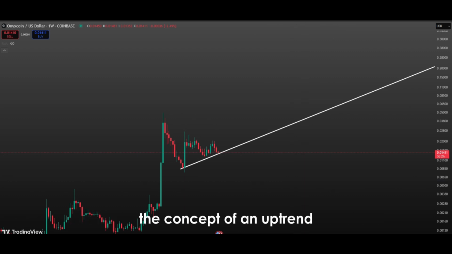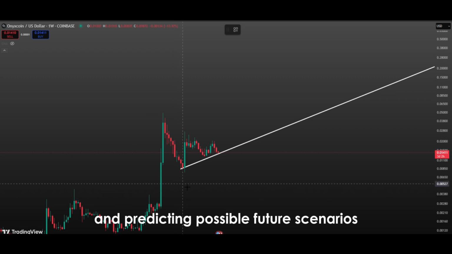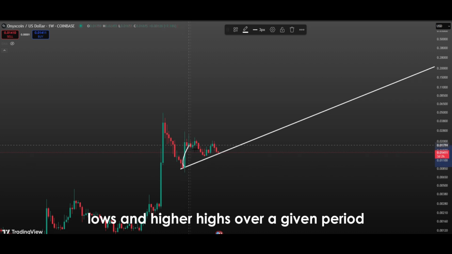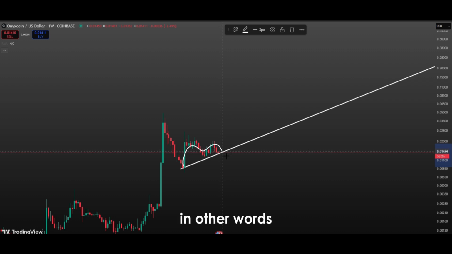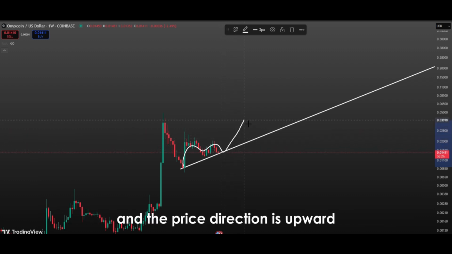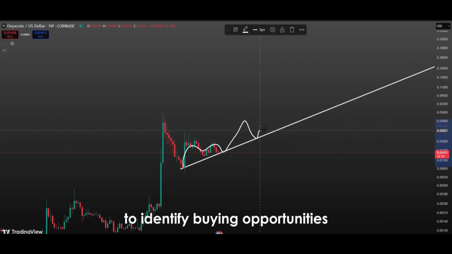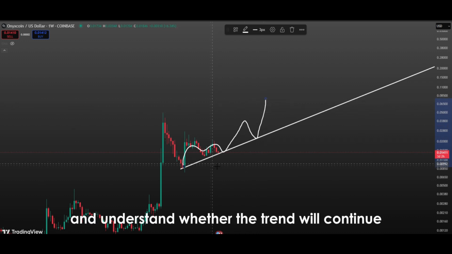The concept of an uptrend is one of the most fundamental and powerful technical analysis tools for understanding price movements in financial markets and predicting possible future scenarios. If an asset's price consistently makes higher lows and higher highs over a given period, it indicates that the asset is in an uptrend. In other words, the market is generally under the control of buyers and the price direction is upward. An uptrend is critically important for investors to identify buying opportunities, determine when to open positions, and understand whether the trend will continue.